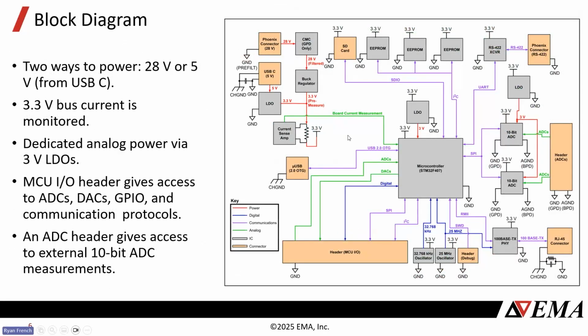To complete the block diagram, we won't go into all of it, but we can power this board 2 ways: 28 volts, or we can use a USB-C 5 volts. These are regulated down to 3.3 volts and go through a current sense amp, just so we can tell how much current this board is drawing. You see a lot of peripherals. There are 3 EEPROMs on this, an RS-422 transceiver, a couple of 10-bit ADCs, a little bit higher accuracy ADCs, and a couple of headers, an ADC header, a microcontroller header, all that good stuff.